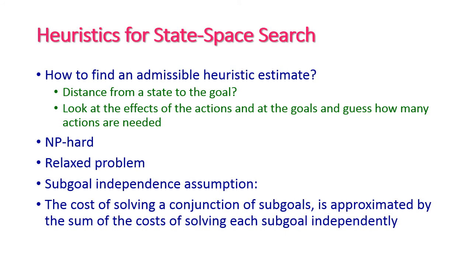And relaxed problem. Here we are going to remove all the preconditions. Only the actions and effects will be there. And next is the sub-goal independence assumption. That is, the cost of solving a conjunction of sub-goals is approximated by the sum of the cost of solving each sub-goal independently. So this is called the heuristic of states.